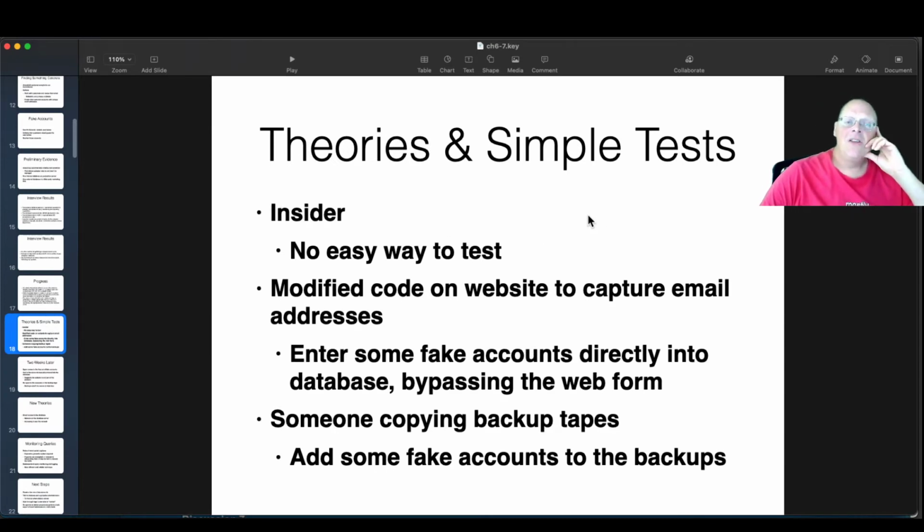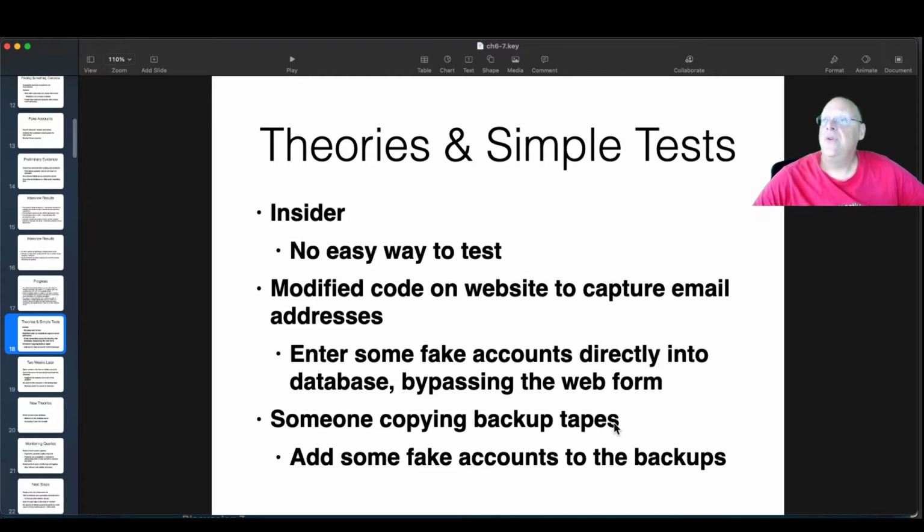Now, another possibility, of course, is you have an insider. Somebody in your company is deliberately stealing the emails and passing them on. That could be true, but there's no immediate way to test for that. You could have your website infected with something like a keylogger that's stealing the email addresses, and it could be somebody copying the backup tapes.